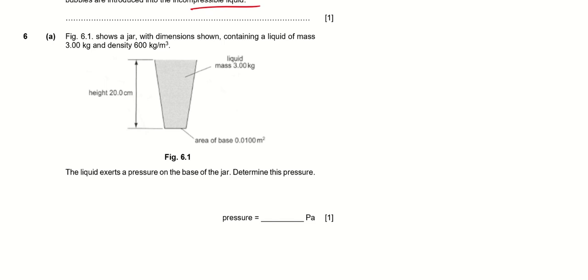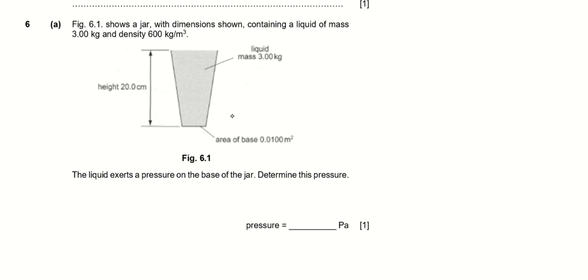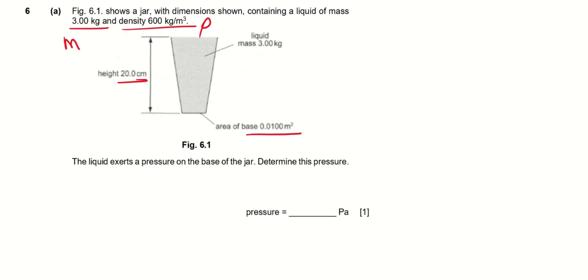Now, figure 6.1 shows a jar with dimensions shown, containing a liquid of mass 3 kg. So this is M, and the density is this, so this is our rho. The height is 20 cm. Take note, this is in cm, so later we may need to convert it to meters. The area is in meter square, so everything is in SI units. The liquid exerts a pressure on the base of the jar.